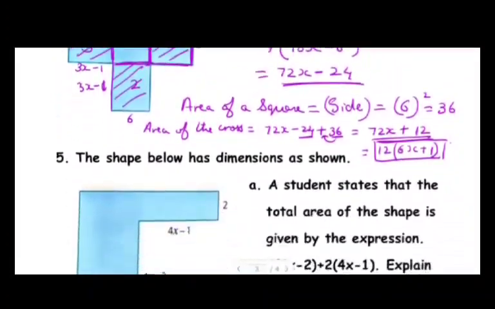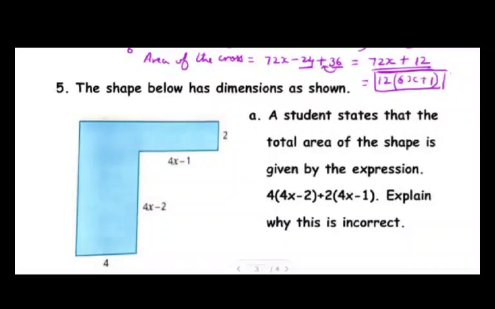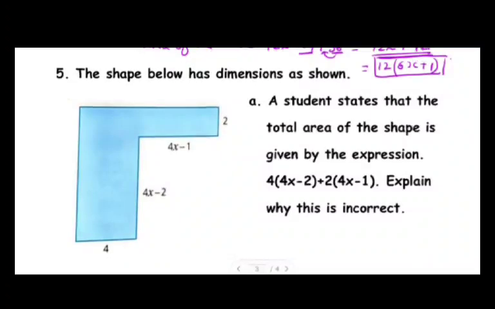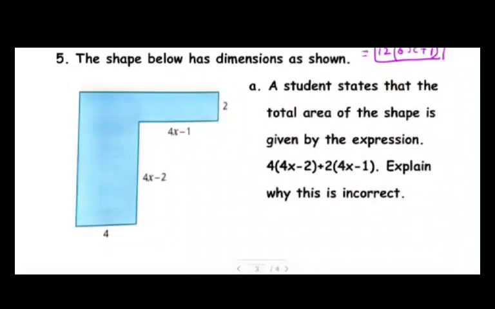Let's move on to the next one. The shape below has dimensions as shown. A student states that the total area of the shape is given by the expression 4 bracket 4x minus 2 plus 2 bracket 4x minus 1. Explain why this is incorrect. Alright, let's divide this compound shape into two rectangles. So should I divide it from here? So this is one rectangle, rectangle number 1. Let me do it with another color. This is the second rectangle.